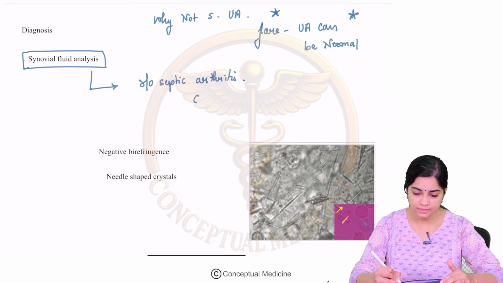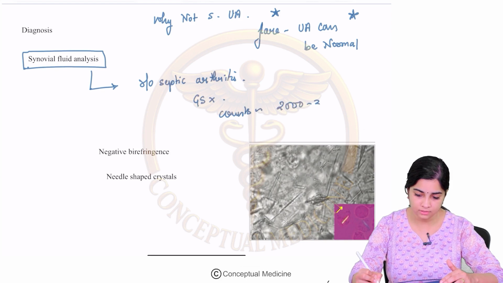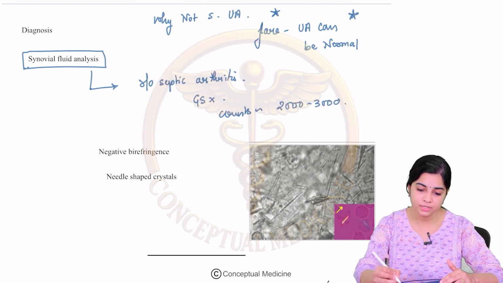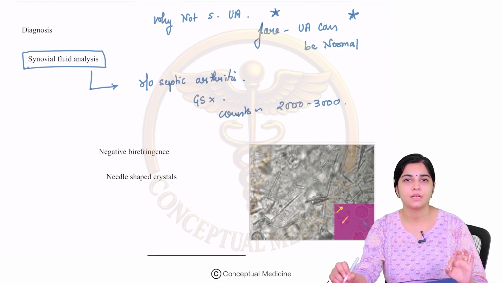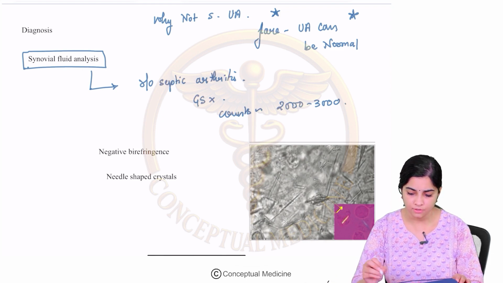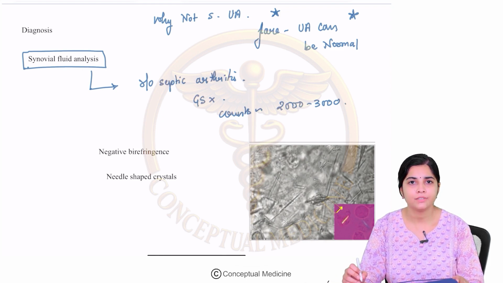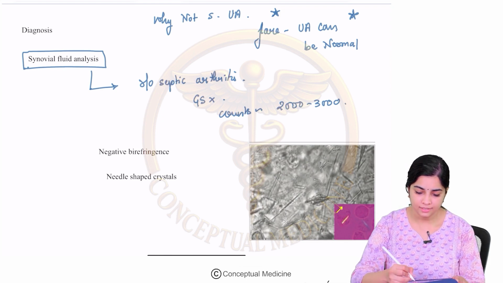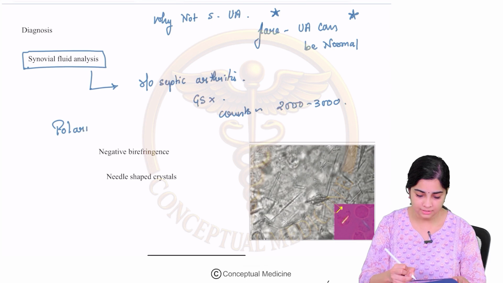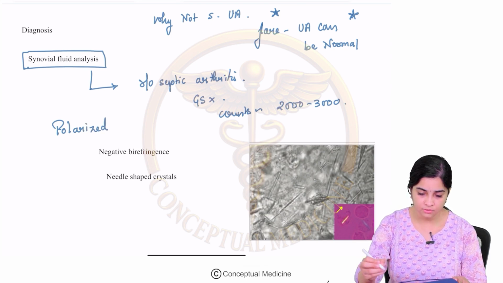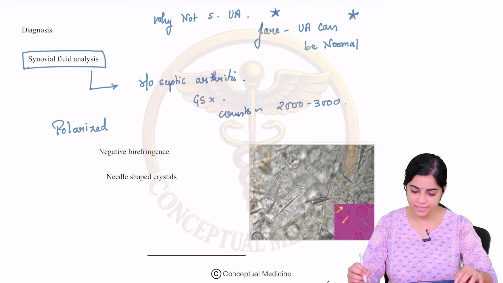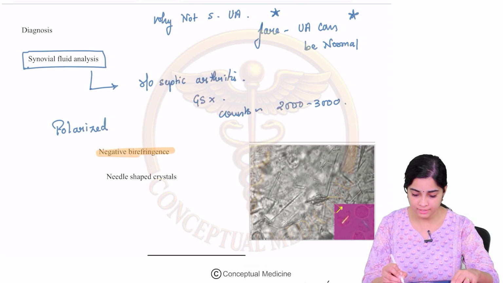You will see that the gram stain will be negative. The counts will be in the inflammatory range of around 2000 to 3000. And most importantly, because this is a crystal arthropathy, you will find evidence of uric acid crystals. And how do you identify the uric acid crystals? You put them under a polarizing microscope and they undergo birefringence, which is a negative birefringence, needle-shaped crystals.